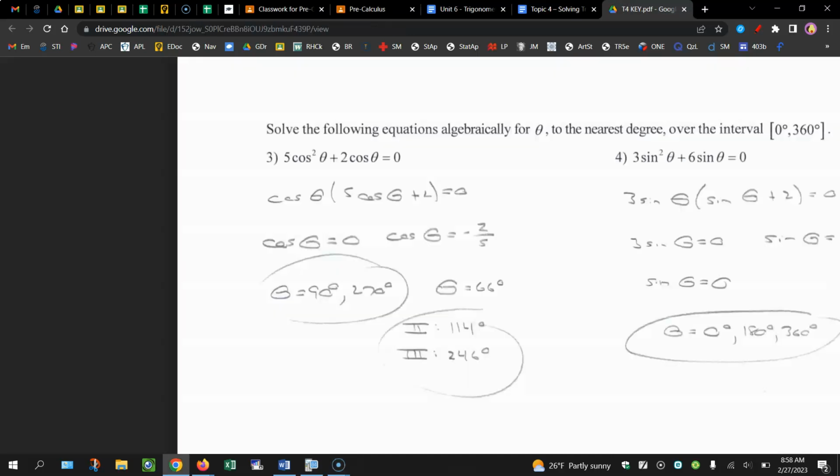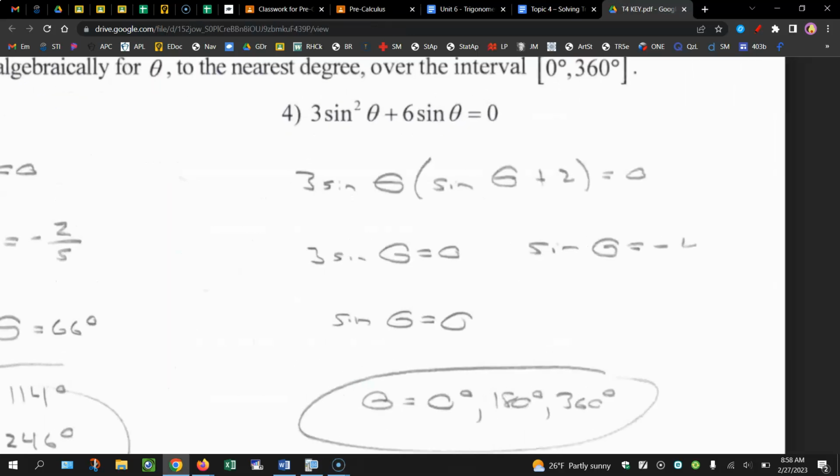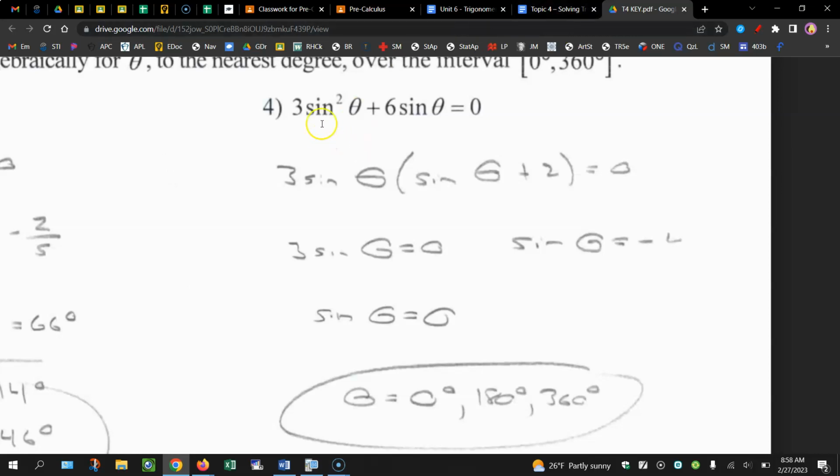So in question number 4, you're just going to be factoring out that common factor of 3 sine theta, because 3 and 6 are both divisible by 3, leaving you with sine theta plus 2. You set these each equal to 0. Eventually, you get sine theta equals 0 and sine theta equals -2.